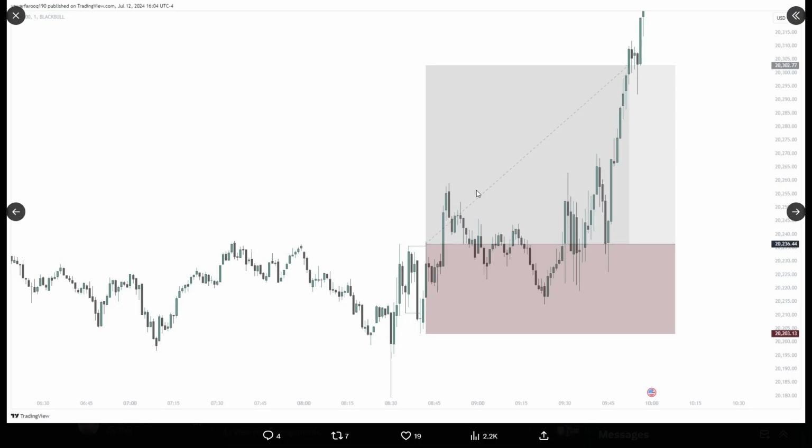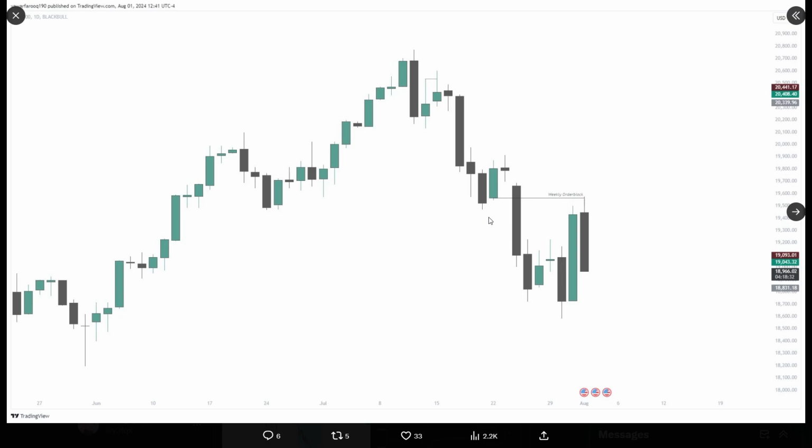Okay, so let's get back into the examples now. So take a look at this chart right here. I was expecting lower prices.